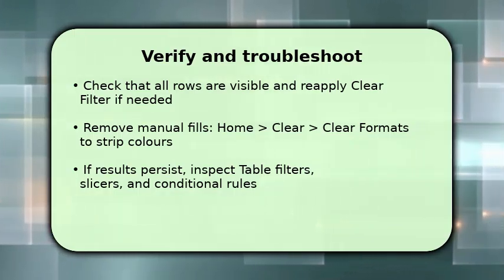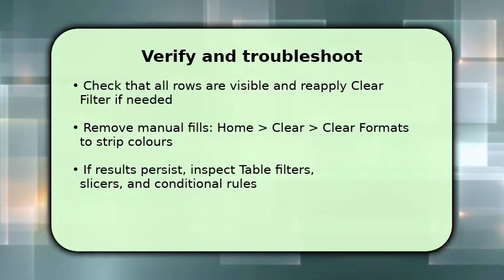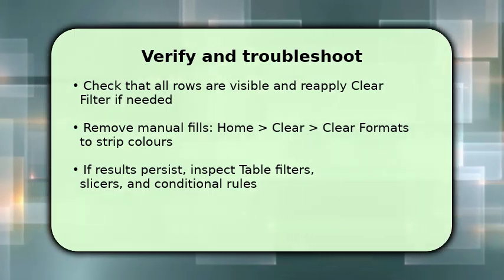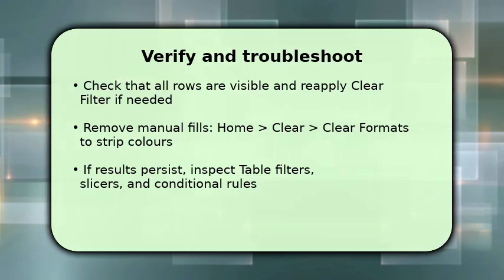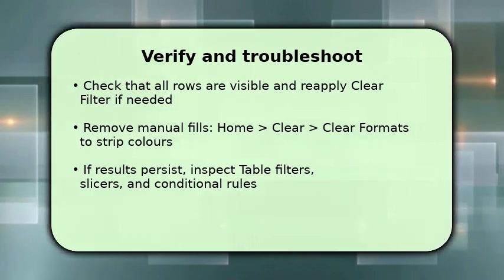If hiding continues, inspect table-level filters, connected slicers, or lingering conditional formatting rules. Fixing those will stop color-based exclusions and restore your rows.